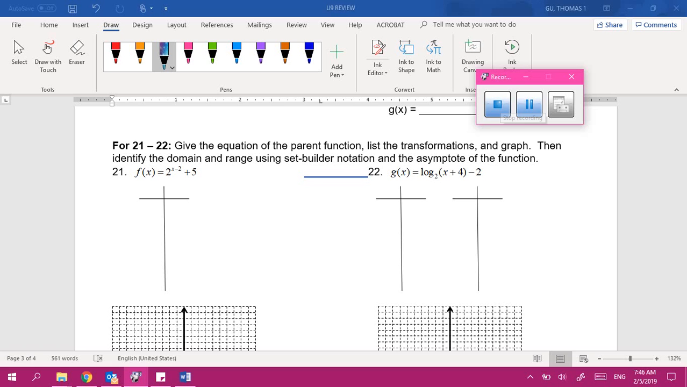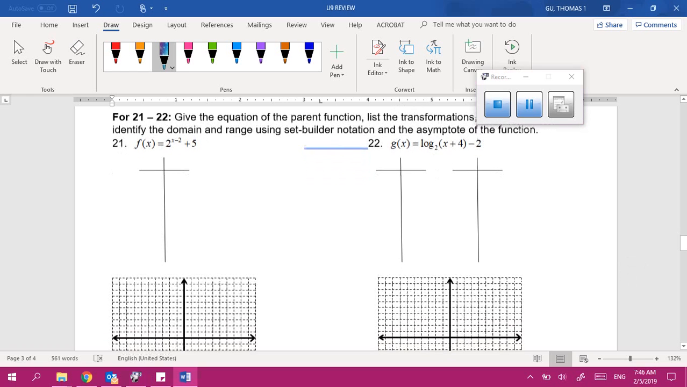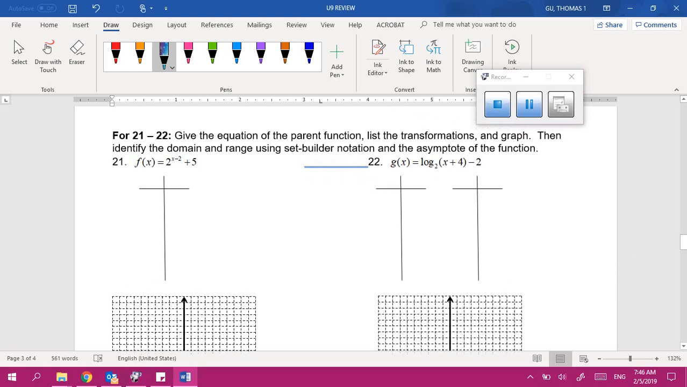Number 21, we're going to give the equation of the parent function, list the transformations, and graph. Then we're going to identify domain and range using set builder notation, and we're going to identify the asymptote as well. So on 21, what is the parent function there? Because I see some transformations. Well, let's list the transformations first. That'll probably make it easier.